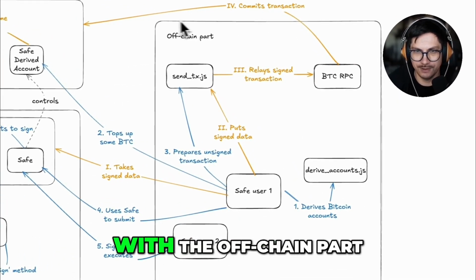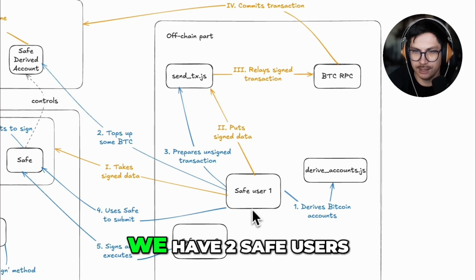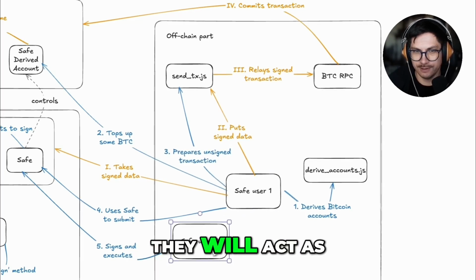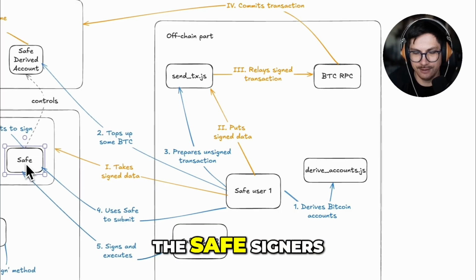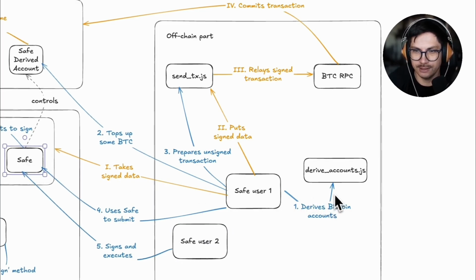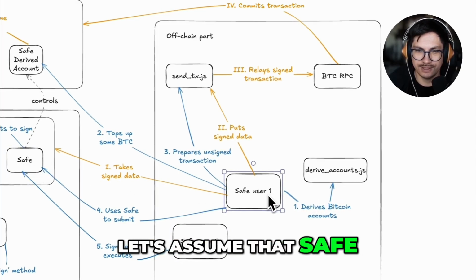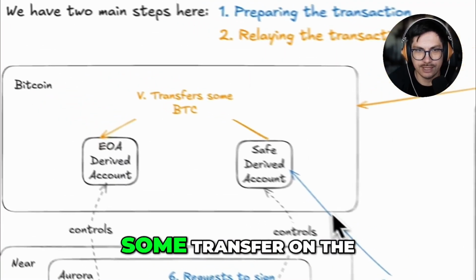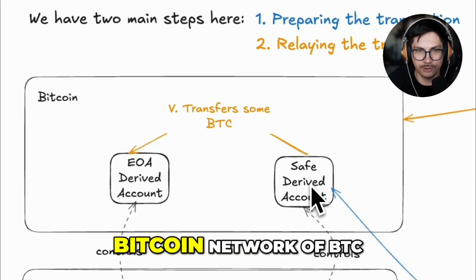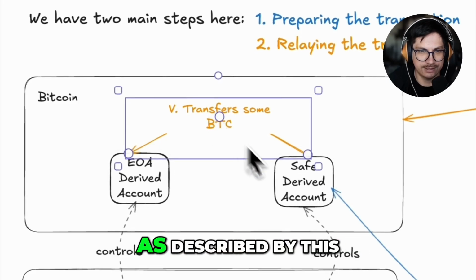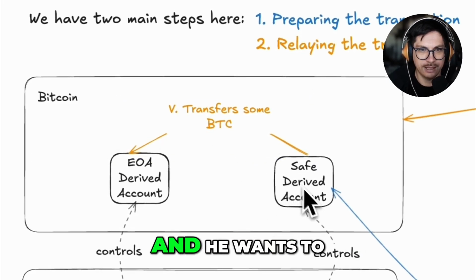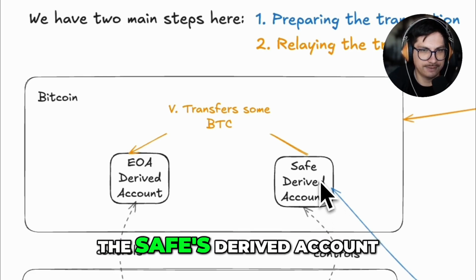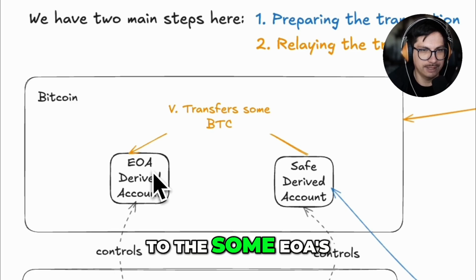So let's start with the off-chain part here. We have two Safe users, Safe user 1 and Safe user 2. They will act as the Safe signers. And let's assume that a Safe user wants to do some transfer of BTC on the Bitcoin network, as described by this step here.